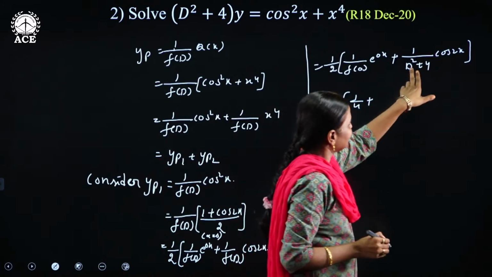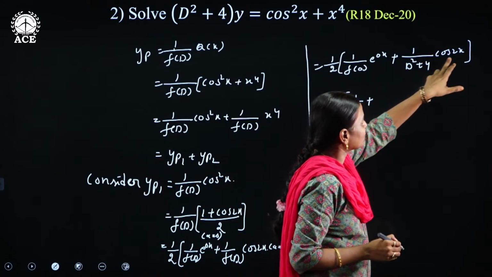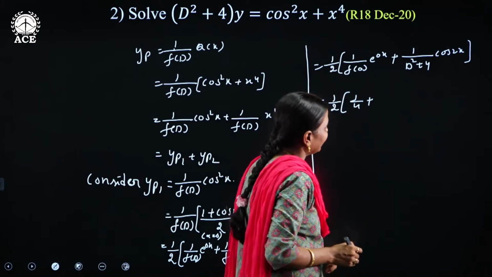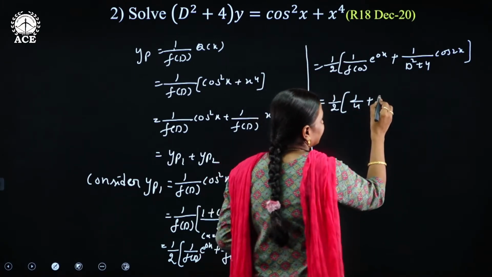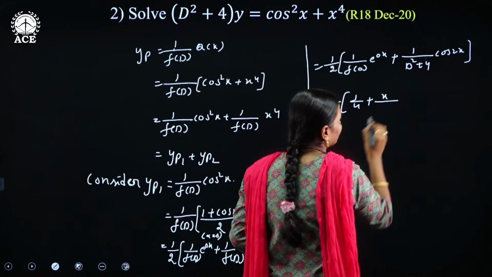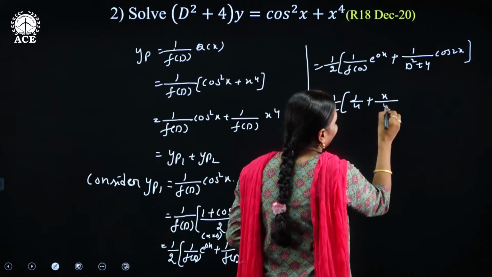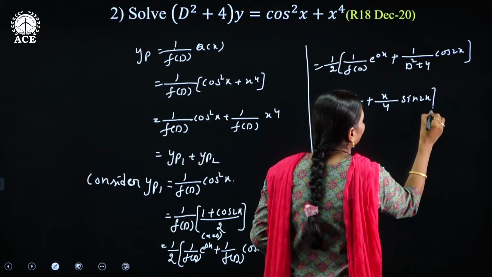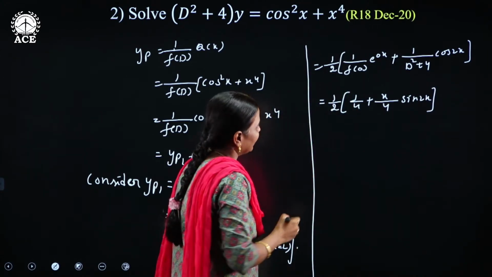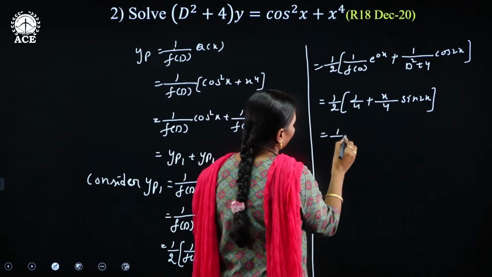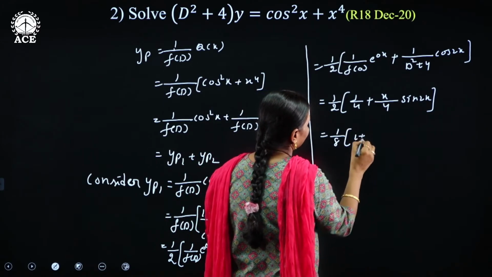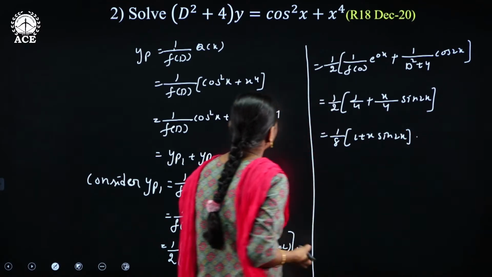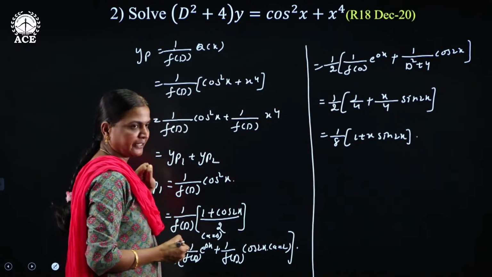And in the second term, observe clearly. When we substitute D square equal to minus a square, minus 4 plus 4 is 0. We have one direct formula. What is that formula? That is equal to x by 2a, that is x by 4 into sin 2x, which is equal to 1 by 8 into 1 plus x sin 2x. This is the first part of the particular integral.